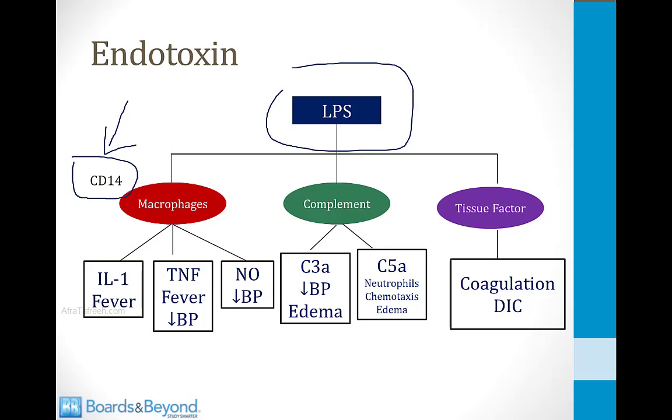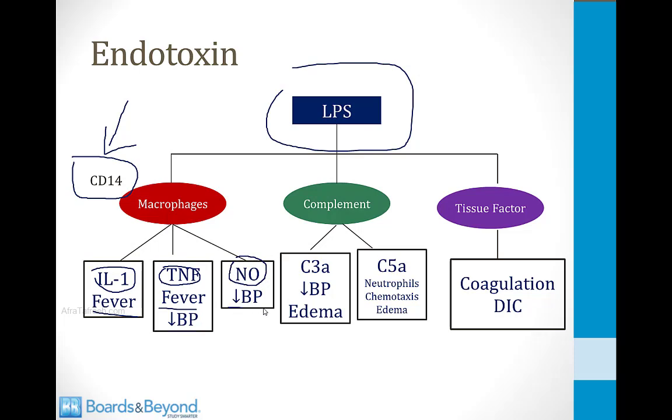Once these macrophages are stimulated through CD14, they can release IL-1 and TNF, which you should know are cytokines that are released by macrophages. IL-1 can cause fever, TNF can cause fever and hypotension. These macrophages have also been shown to release nitric oxide, which as you know is a vasodilator and can lower the blood pressure.